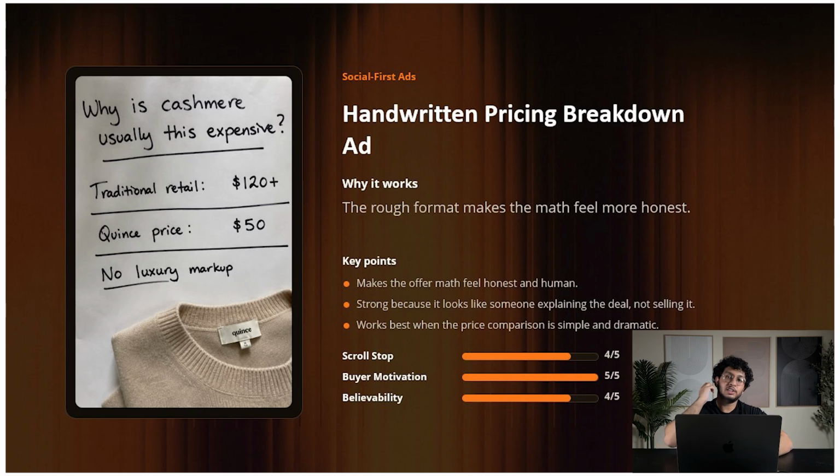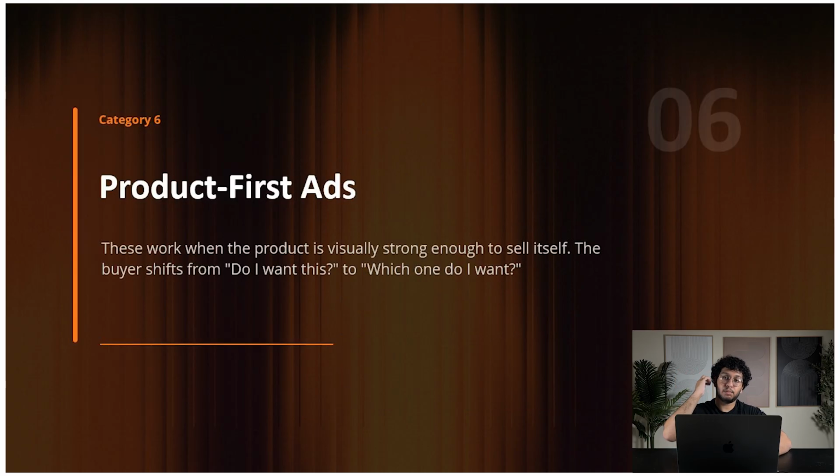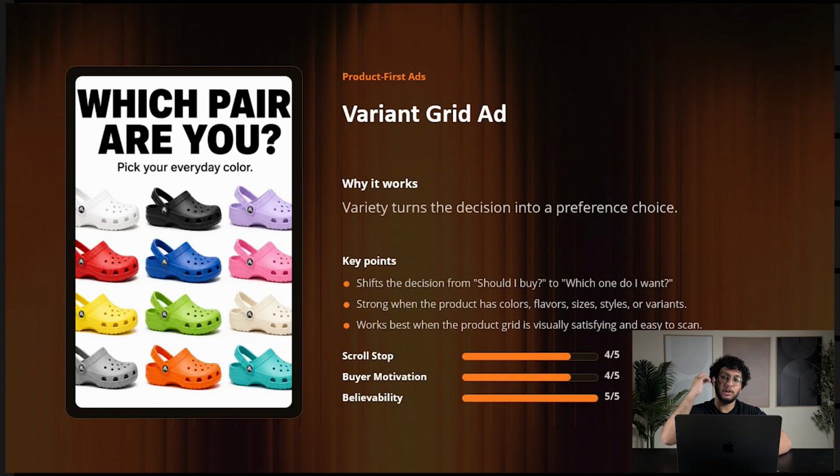The lesson with social first ads is this. Not looking like an ad is useful, but it's not enough. The format still has to create a reason to buy. Now let's move on to product first ads. This category only has one main format, the variant grid.